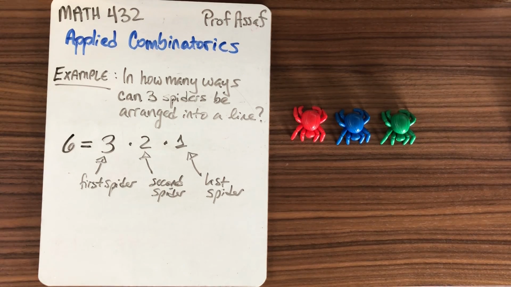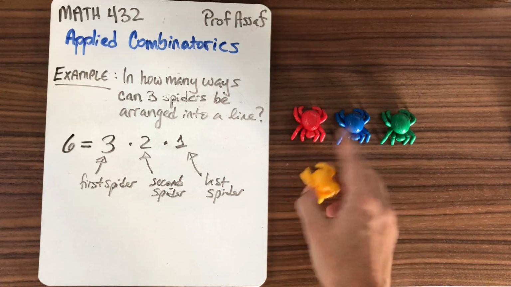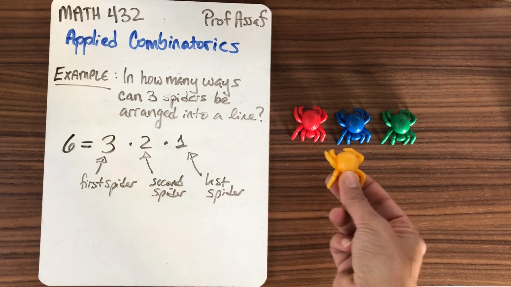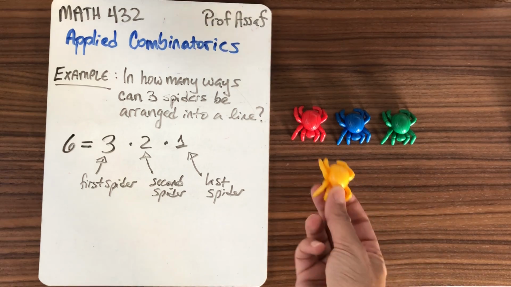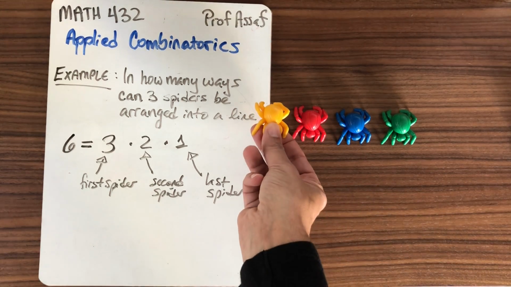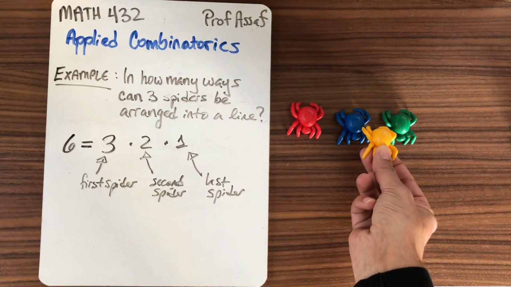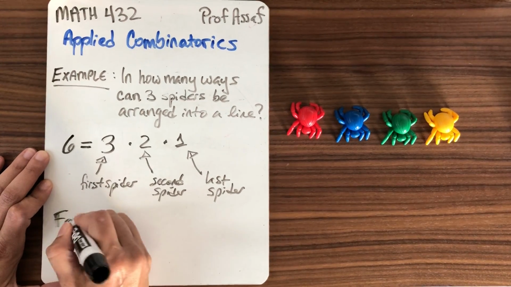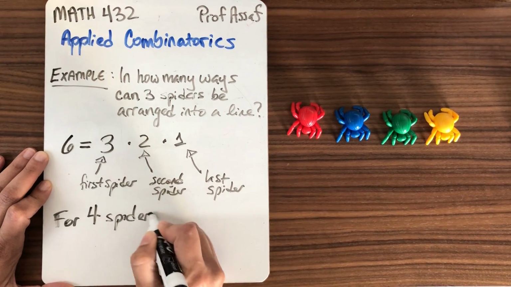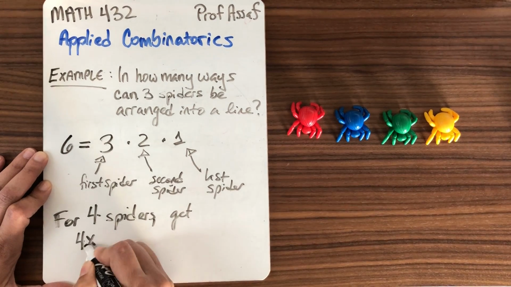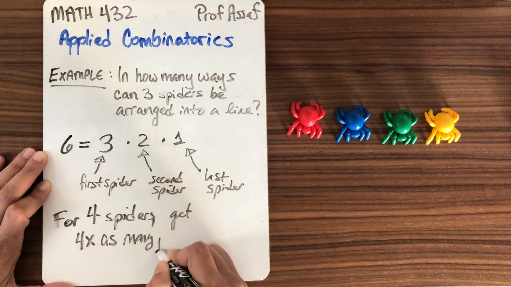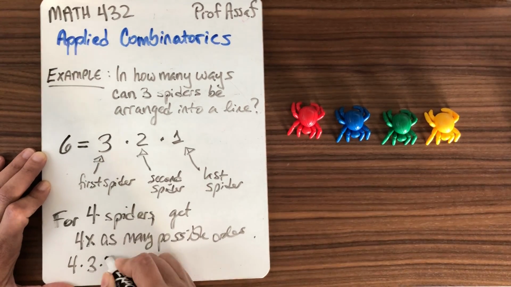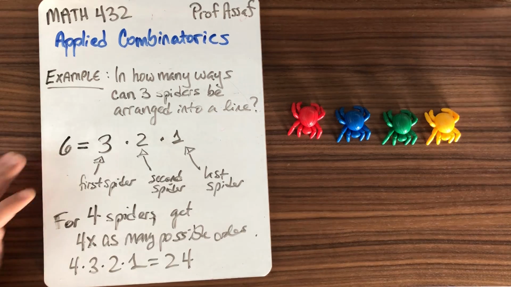And of course, we can think about it: what if we had another color of spider to choose from, right? Then we could say, well, if I've already arranged these 3 spiders into 6 possible arrangements, how can I arrange the spiders with a yellow one as well? Well, where could I put the yellow one? How many more choices do I have for the yellow spider? He could be in front of the red, between the red and the blue, between the green and the blue, or after the green. And so for 4 spiders, we get 4 times as many possibilities. So that means that we get 4 times 3 times 2 times 1, which is 24 ways to arrange 4 spiders.